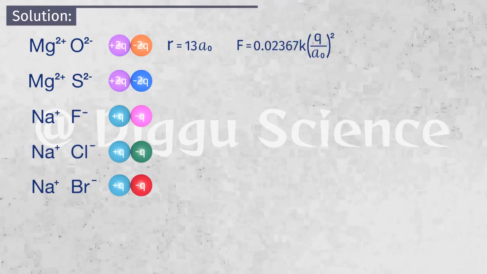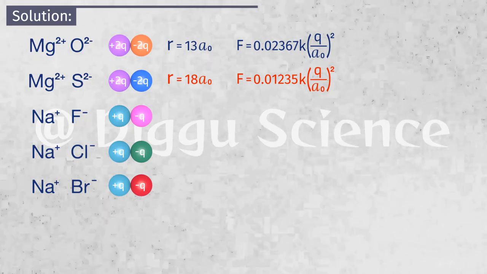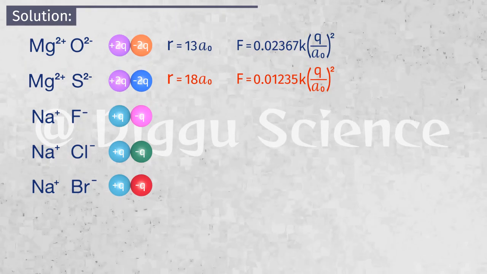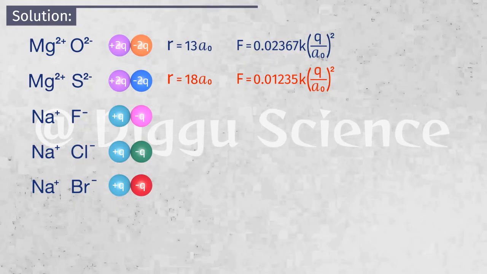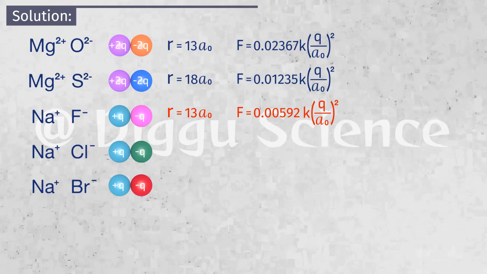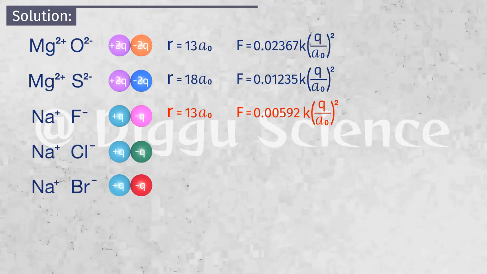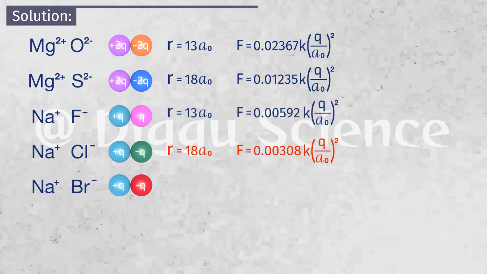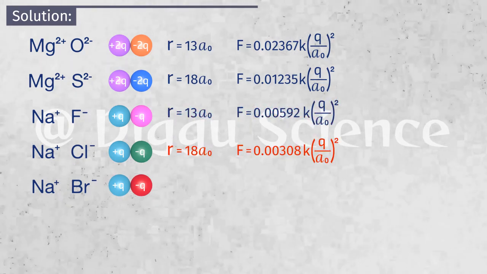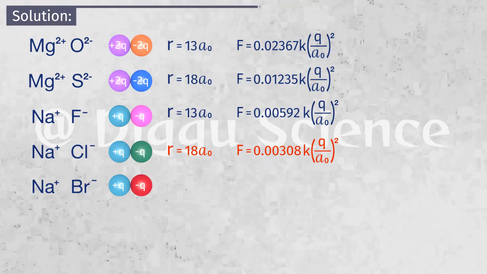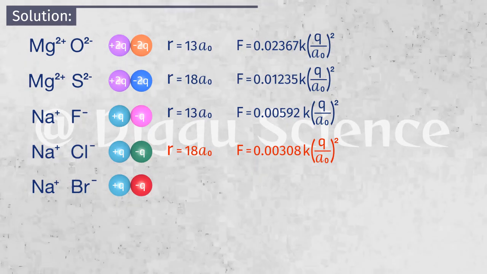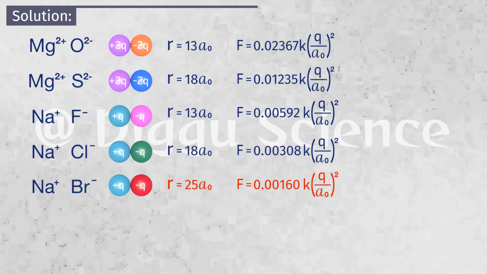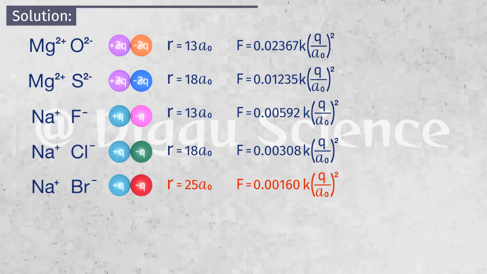In the same way, the binding force of magnesium sulfide is 0.0135 K times the square of Q per a0. Sodium fluoride is 0.0059 K times the square of Q per a0. Sodium chloride is 0.00308 K times the square of Q per a0, and sodium bromide is 0.0016 K times the square of Q per a0.